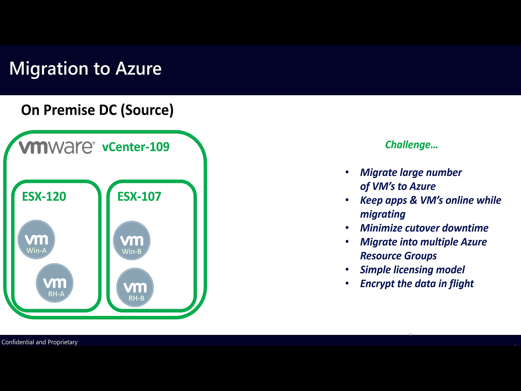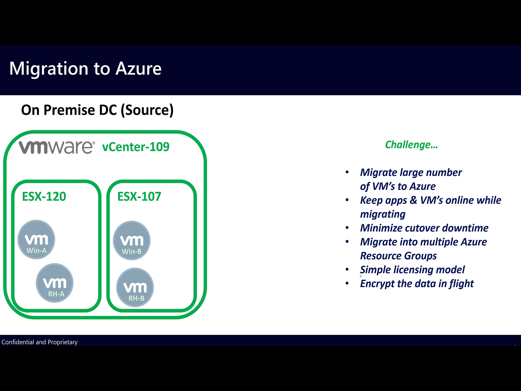Okay, so here is the challenge, right? You need to migrate lots of VMs to Azure. You need to keep your app online for as long as possible until the very end during the cutover, right? So throughout the entire deployment, migration should be no downtime and very minimum disruption. And of course, we should be able to handle multiple resource groups at the Azure.